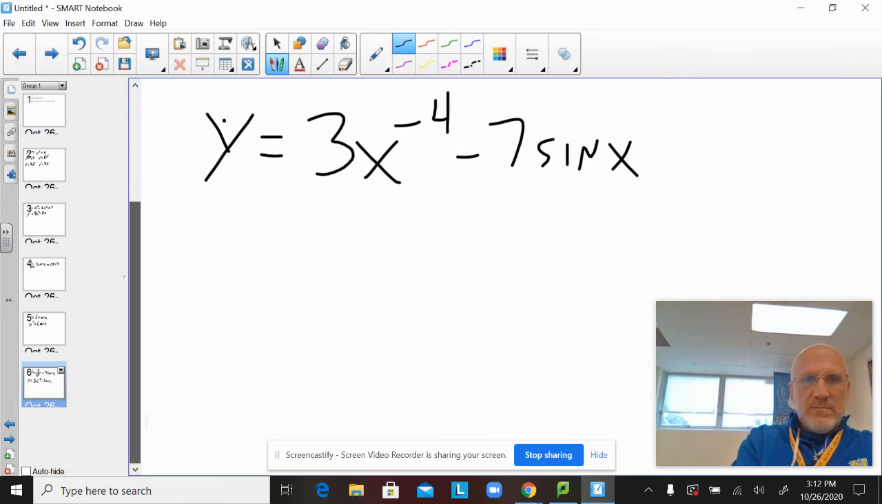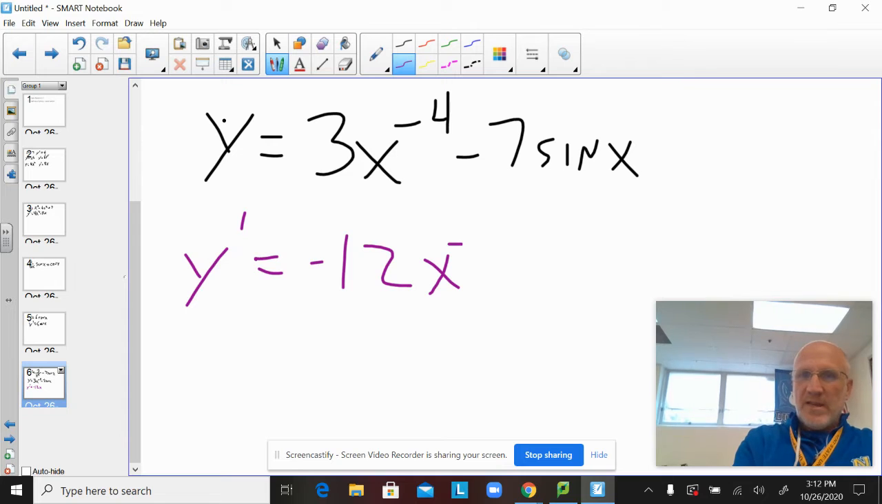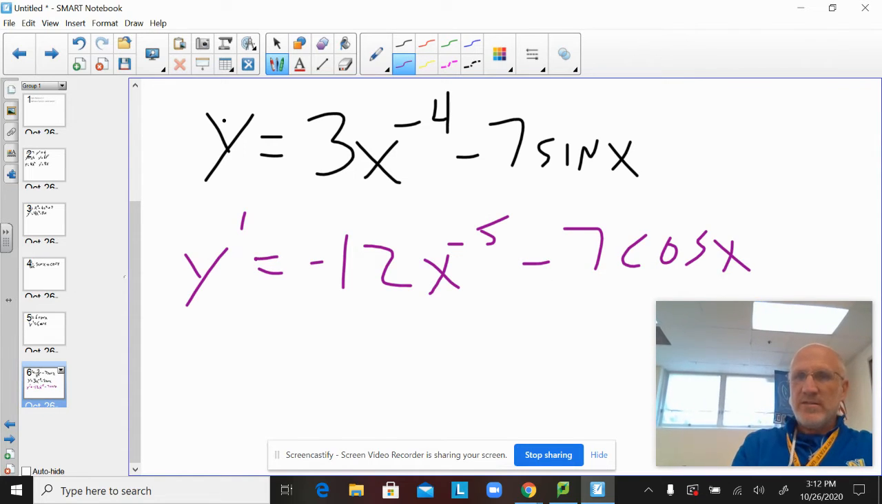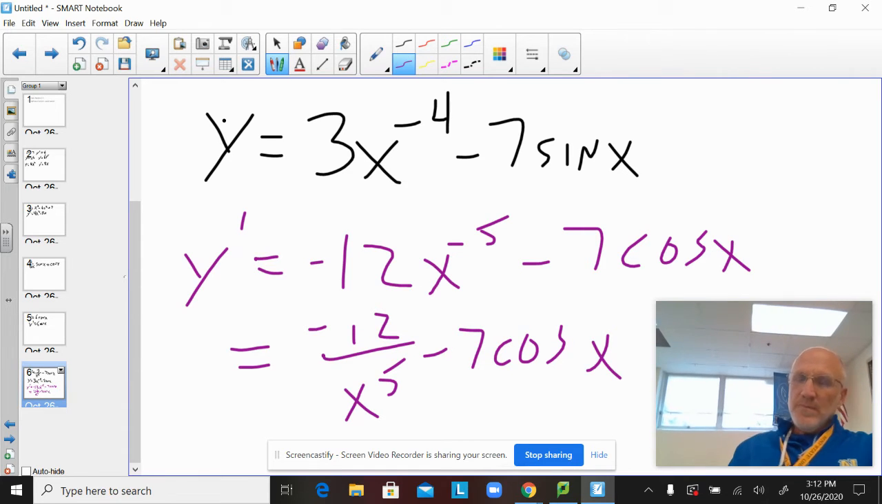Now let's take the derivative. That's a power rule. Move the negative 4 out front. That'd be what? Negative 12. Lower the exponent by 1 to the x to the negative 5th. And now minus 7 cosine of x. Now I might write this as negative 12 over x to the 5th minus 7 cosine of x. So there's the first derivative, that the derivative of sine of x is cosine of x.